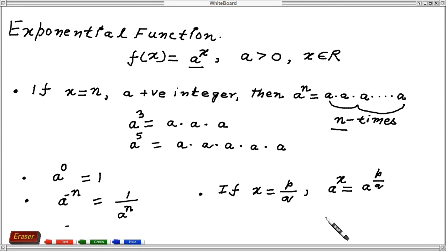For example, you can see a power 2 by 3, rational number, or a power 5 by 3, like that. This is called rational number: 2 by 3, 5 by 3, 1 by 3, 7 by 2, like that. Okay, this way. Now look over here.